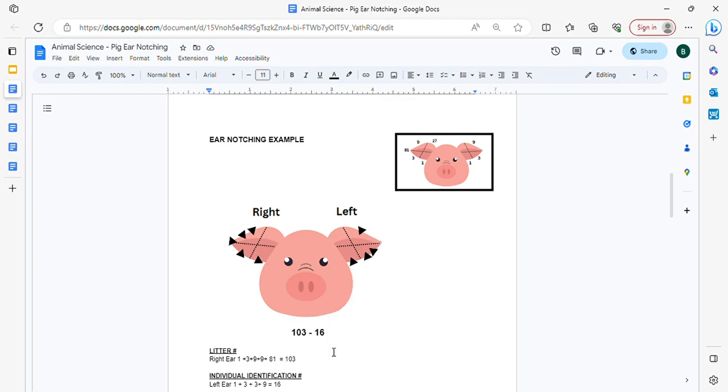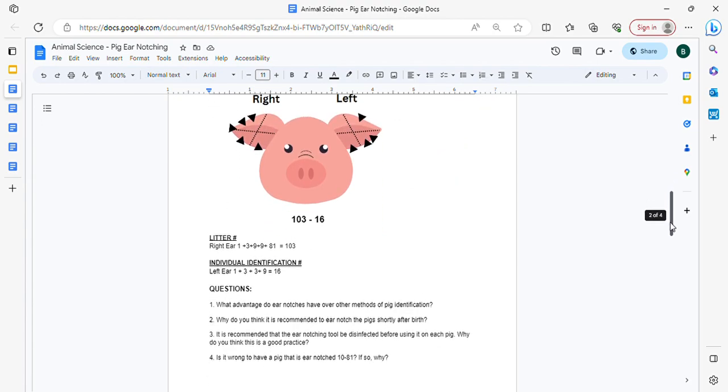Then to determine the individual pig number, that's going to be 1 plus 3 plus 3, since there are 2 notches in this quadrant, and then 1 9. So 1 plus 3 plus 3 plus 9, that's going to be 16. So this pig's identification number is 103-16.